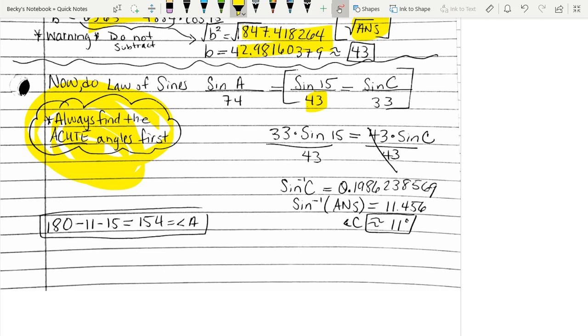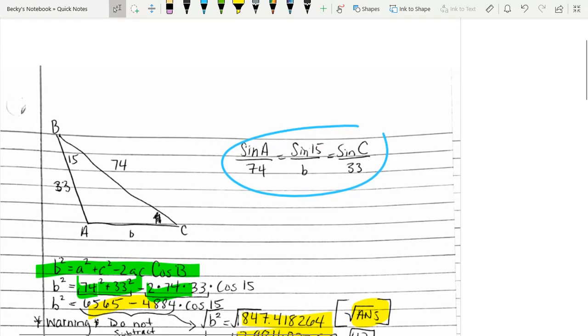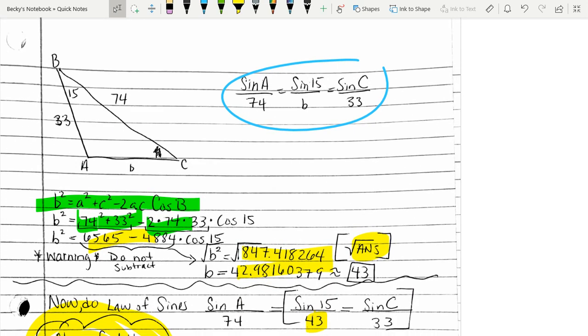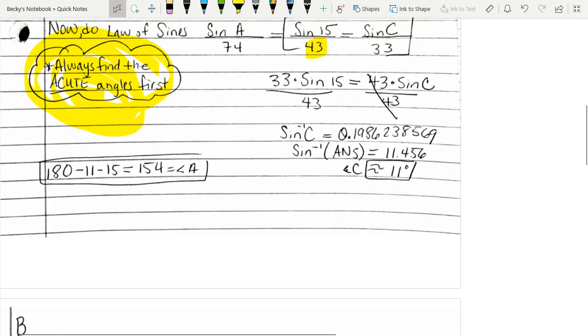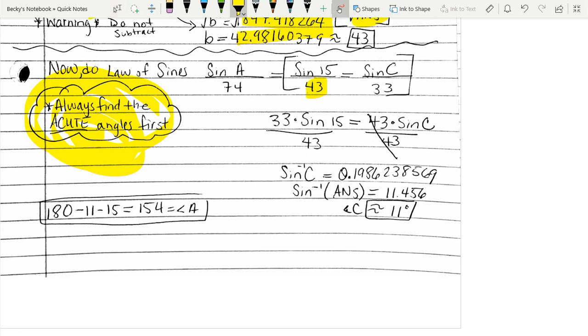You want to find the acute angle first. So I'm not going to find angle A, because let's go back and look at the picture. Angle A definitely looks obtuse. So let's go with angle C. This is review from last class.